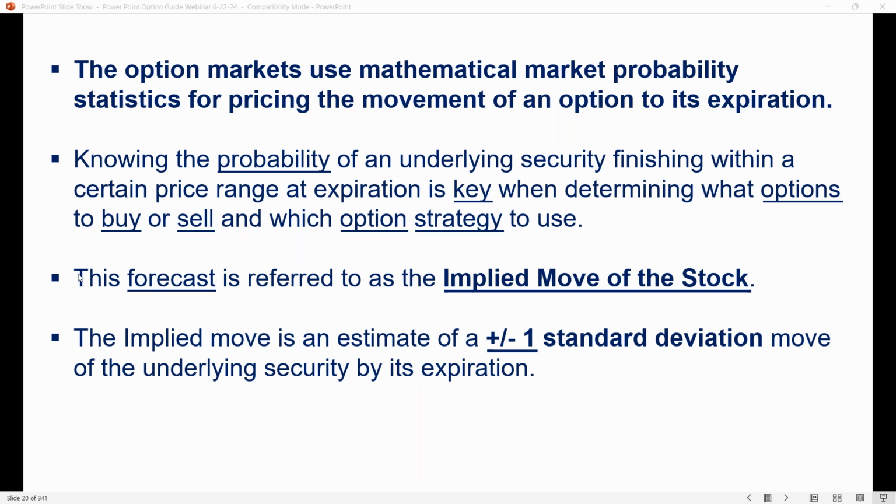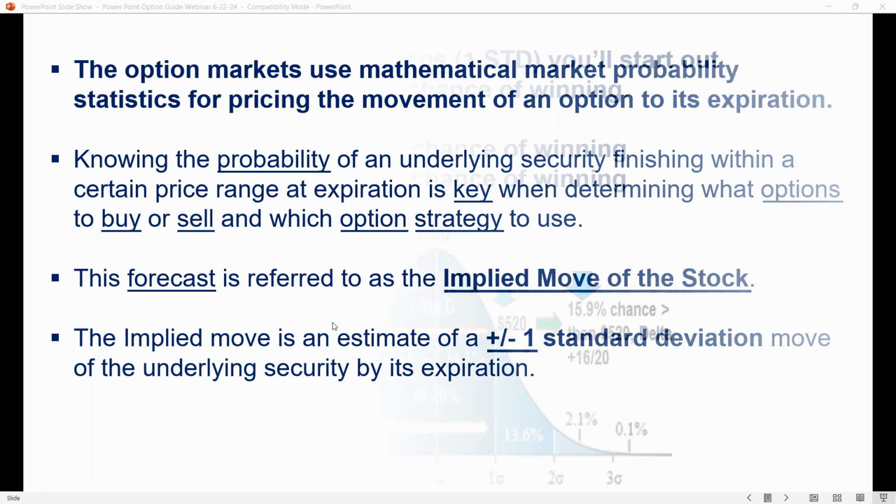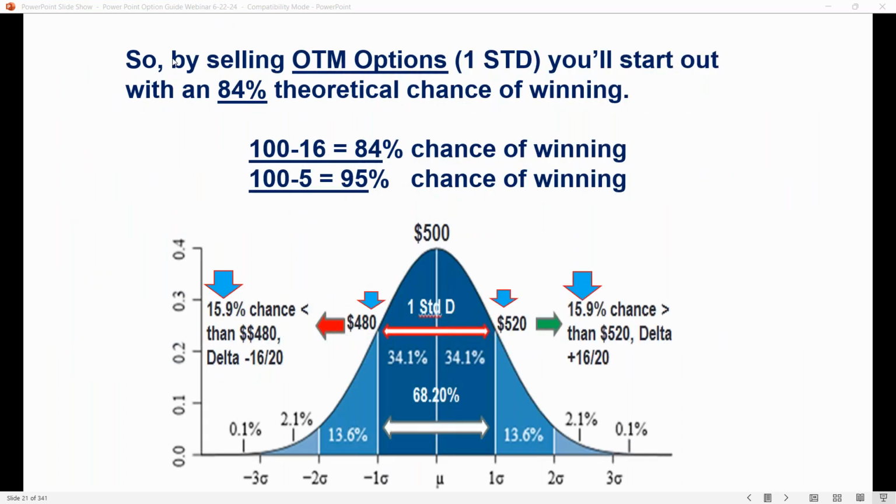Now, we can use a theoretical forecast, and we refer to this option forecast as the implied move of the stock or the implied expected move. This implied expected move is basically a theoretical estimation of a plus or minus 1 standard deviation move on the underlying security, by its expiration. So this is the place where we start with every option trade. Before we ever do anything, we want to know what is the expected move so we can see that theoretical normal price potential movement. So let's say we were selling an out of the money option, 1 standard deviation out. You're going to start out that trade with an 84% theoretical chance of winning.